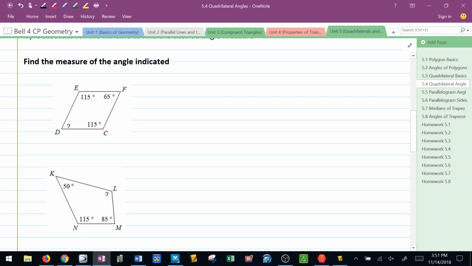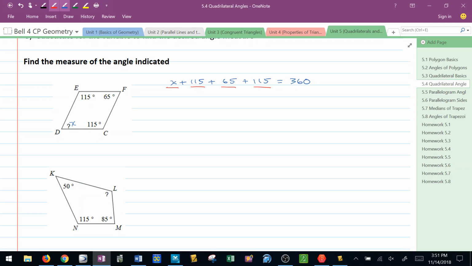So here's a picture. We know that this is a quadrilateral. We know that the four angles of a quadrilateral add up to 360 degrees. So here's what I know. This question mark I'm going to call x. I know that x plus 115 plus 65 plus 115 has to add up to 360. In other words, each of the four angles have to add up to 360. This is the whole premise of this lesson.